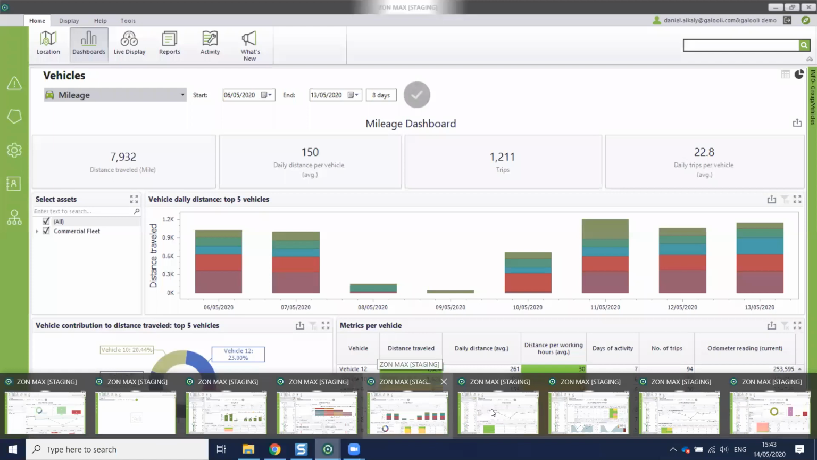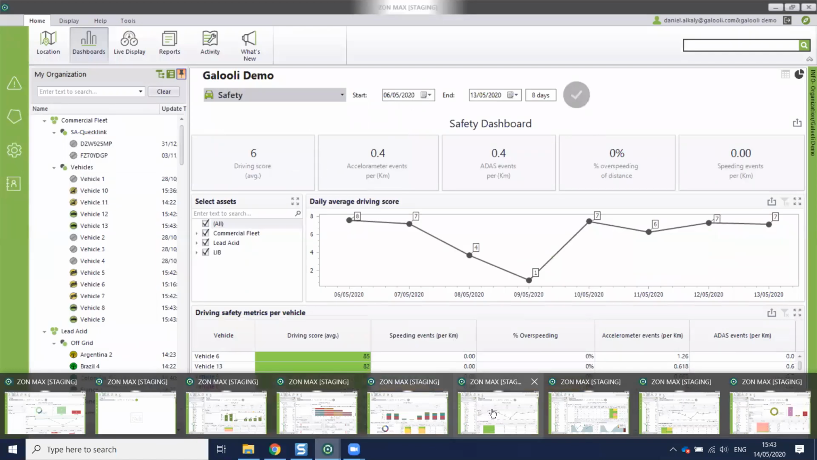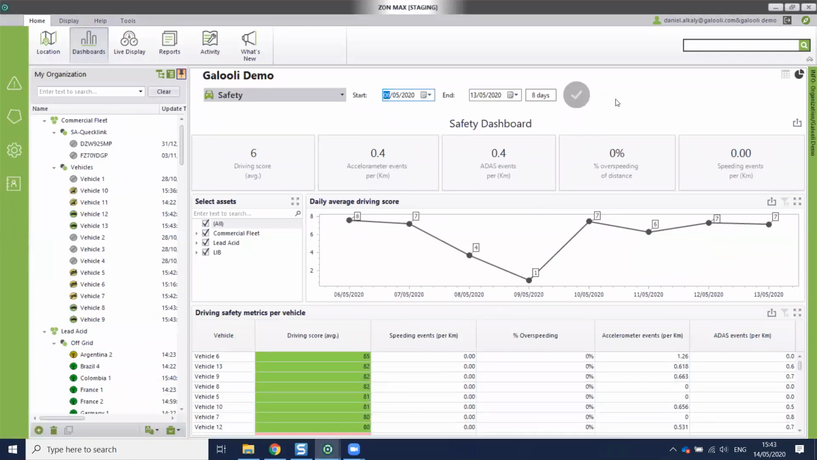The next one is safety. This is actually two dashboards dealing with this topic, and this is the first one. The safety dashboard is a very general dashboard which gives a good indication of how safe the vehicles are in terms of their driving.